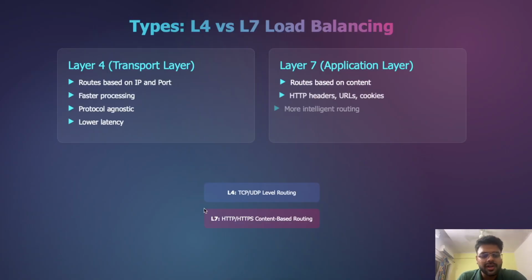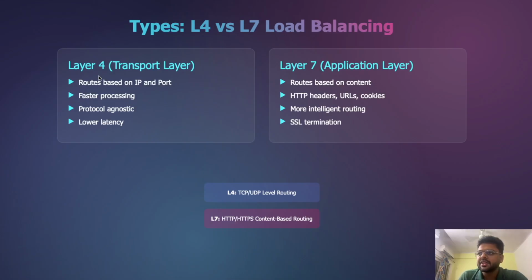Now not all load balancing is created equal. There are two main types that you need to understand. One is layer 4, called L4, and the other is layer 7, that is L7 load balancing. And choosing the right one can make a huge difference in your system's performance.